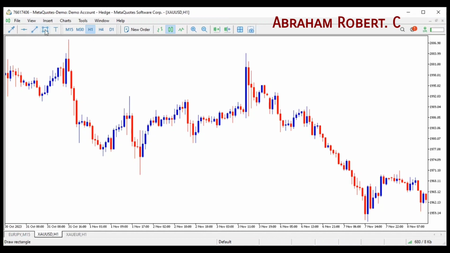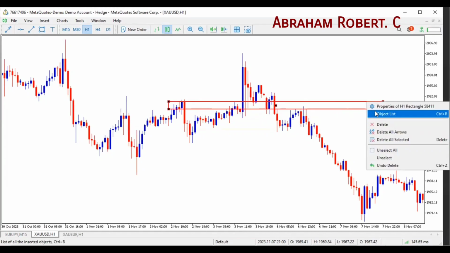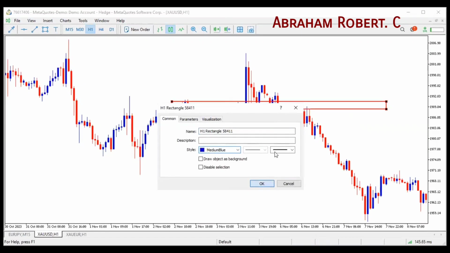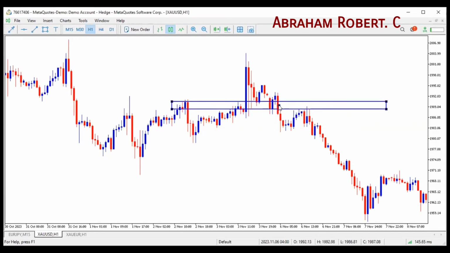Now let's draw a structure. There's a structure here. You can see a structure that was broken. I can even put a structure here. Now this is my structure. Okay. I like the navy blue color.